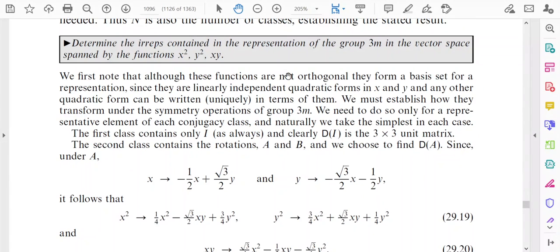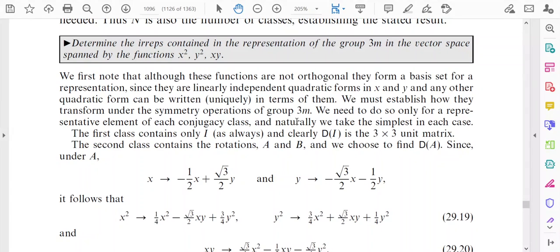Suppose we are considering the group 3m, and we have the basis functions x square, y square and xy, and suppose we are going to find the irreducible representation for this particular set of basis functions. We first note that although these functions are not orthogonal, they form a basis set for a representation, since they are linearly independent quadratic forms in x and y, and any other quadratic form can be written in terms of them. For example, (x plus y) whole square is equal to x square plus y square plus 2xy. Similarly, we can form (x minus y) whole square with this basis. We must establish how they transform under the symmetry operations of group 3m.